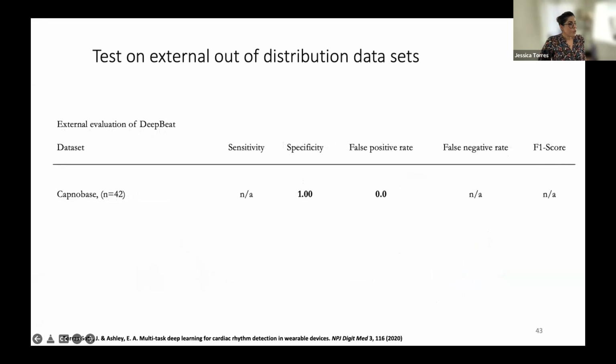Okay, so these are the results from our external data set. In the publicly available data set, again, it was all normal, so we didn't have any situations of false positives. The model correctly classified all of the windows from the normal public data set.